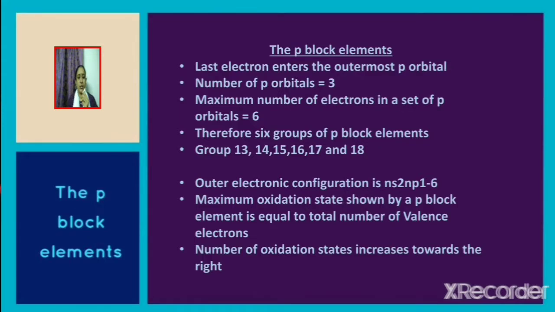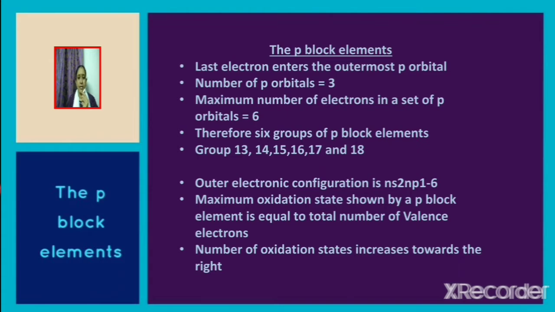We shall move on to the next chapter, the p block elements. P block elements are those group of elements in which the last electron enters the outermost p orbital. We know that the number of p orbitals is equal to 3 and the maximum number of electrons that can be accommodated in a set of p orbitals is equal to 6. Therefore, we have 6 groups of p block elements. Group 13, 14, 15, 16, 17 and 18 are the p block elements.